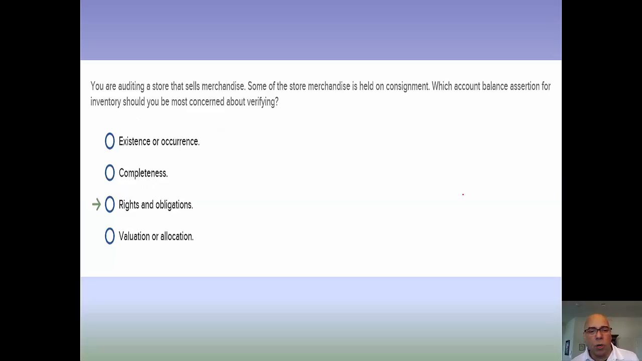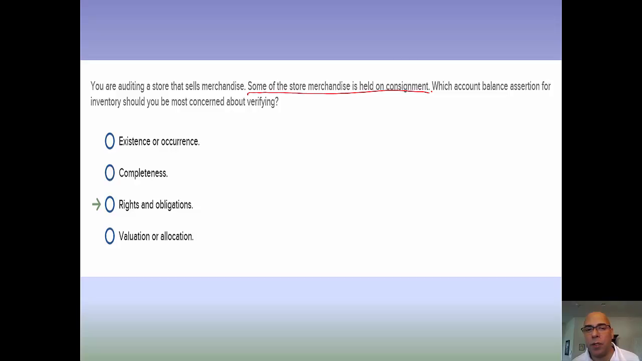Let's try another one. You are auditing a store that sells merchandise. Some of the store merchandise is held on consignment. Which account balance assertion for inventory should you be most concerned about? Well, if some merchandise is held on consignment, that means that I am holding items on my premises that don't belong to me. I'm holding them in my store, but if I sell that item, maybe the true owner will let me keep a small percentage of the sale, but I'm going to remit most of the proceeds. Maybe they let me take, for example, 5%, but 95% of the proceeds I will turn over to that owner of that inventory.